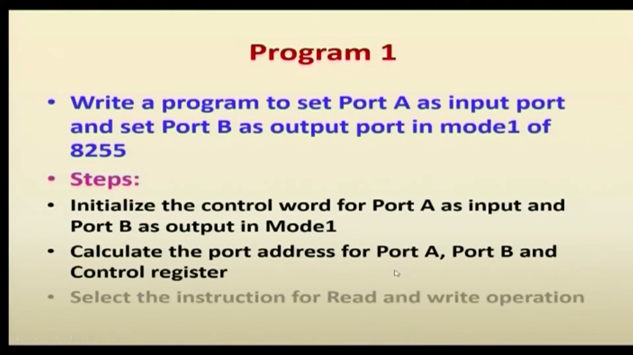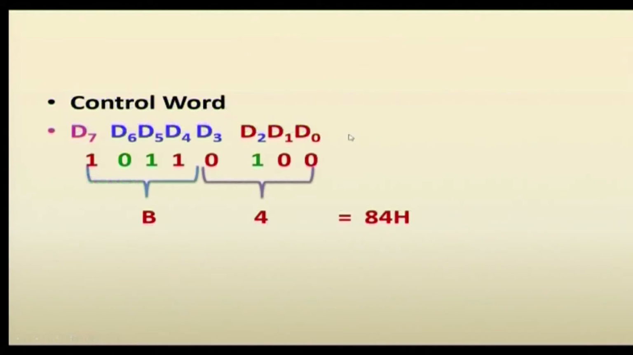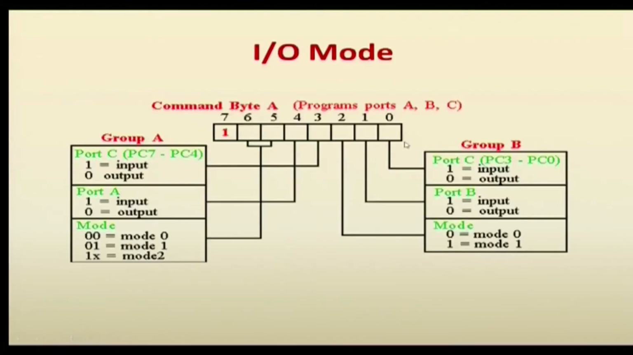Then select the instruction for read and write operation. This is a control word, D7 to D0 we have to write. So, based on this word, what is our requirement? Port A as the input, port B as output in mode 1. Port C is not used, so simply you write it as 0.